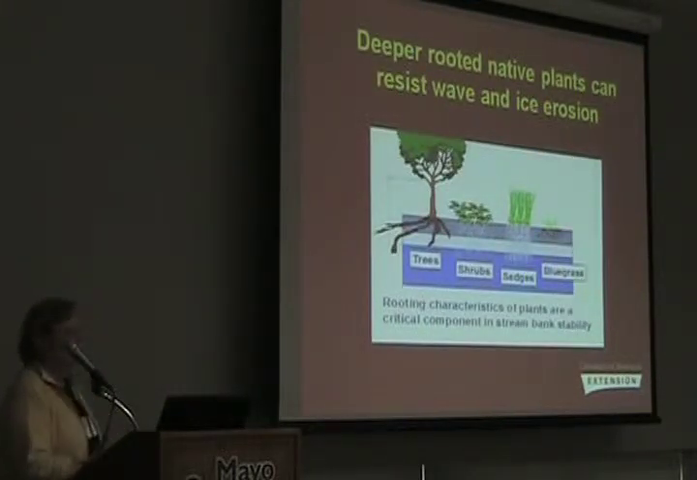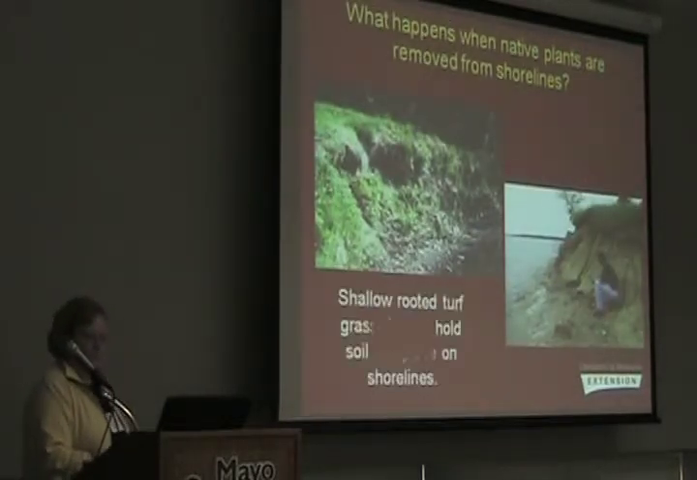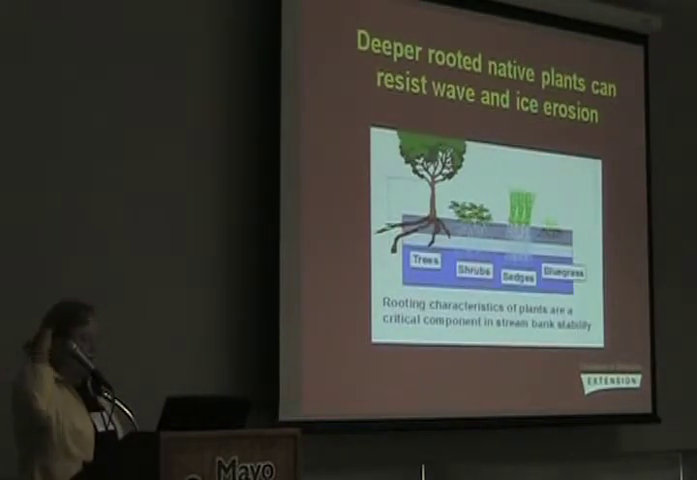So the thing about using plants is that we want to look at the rooting characteristics. The roots are what basically we're focusing on here, to hold those banks in place. If you take a look here, the trees have large anchor type roots. Shrubs have larger roots too, but not as big as trees usually. And they go quite deep. And then sedges and grasses have more massive types of roots. There's a lot more mass involved.